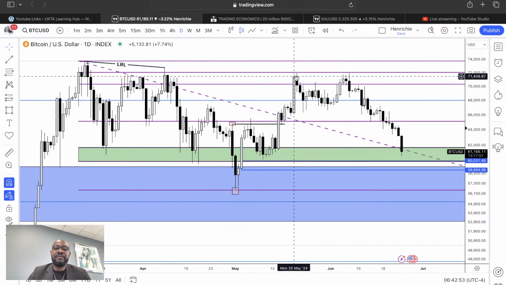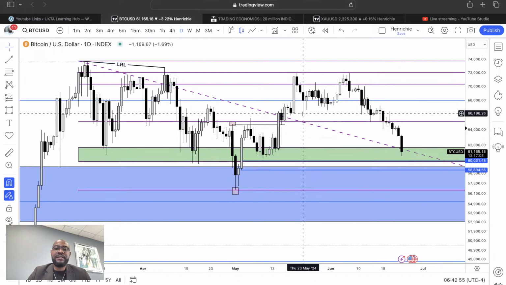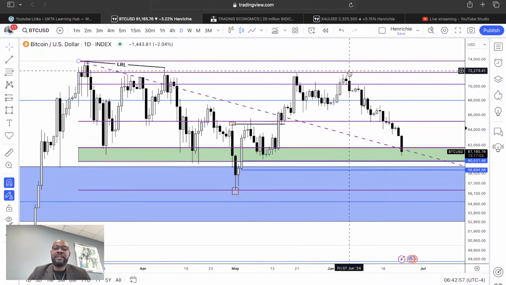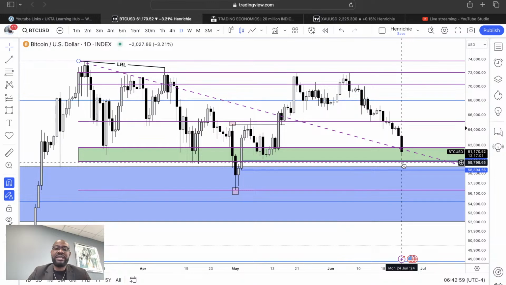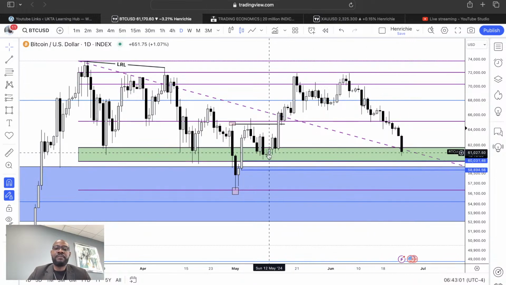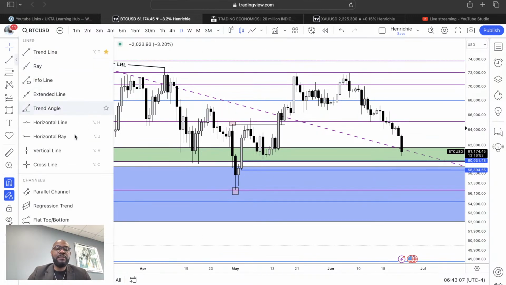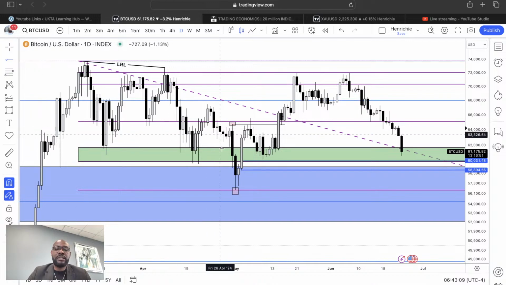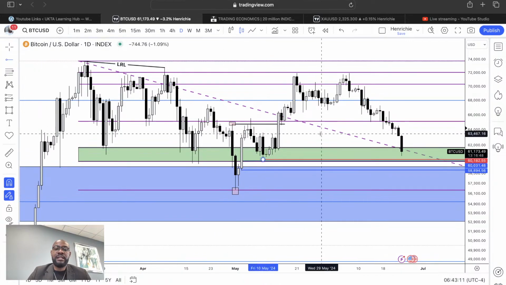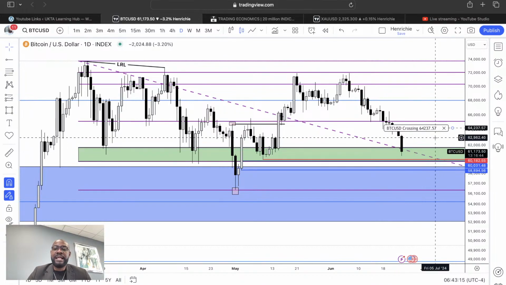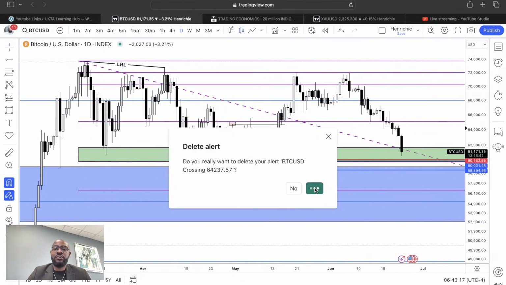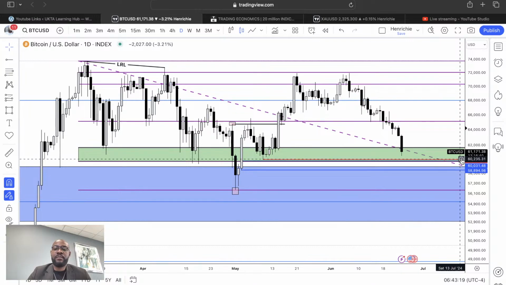Look how nicely price came to the extreme premium, displaced to the downside, rallied back into the extreme premium, and then went straight down to an extreme discount. So at the extreme discount zone, I'm anticipating a run on liquidity. Where's the liquidity? This low right here is the liquidity. So if I can see price run that liquidity, then I'll be so interested in looking for a potential reversal.